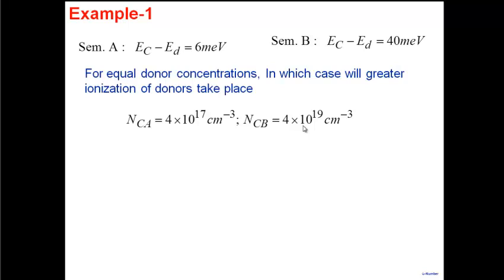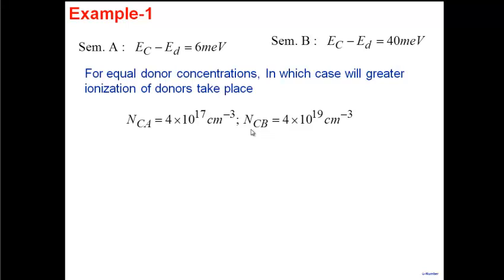Can you readily answer by looking at these numbers? Okay, suppose I had made it simple. Suppose NCA had been 4 times 10 to the 19 and NCB was 4 times 10 to the 17. Let's have a simpler one.